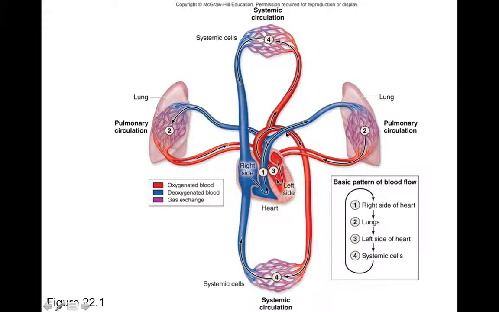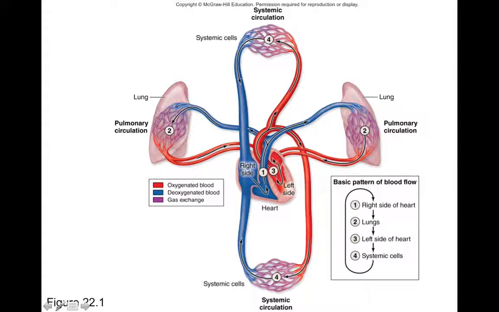But these pulmonary arteries carry that deoxygenated blood to the lungs. And because they came from the right side of the heart, we talk about the right side of the heart as being part of the pulmonary circuit. So it's pumping blood to the lungs. Then the pulmonary veins carry oxygenated blood back to the heart, which drains that oxygenated blood into the left side of the heart.